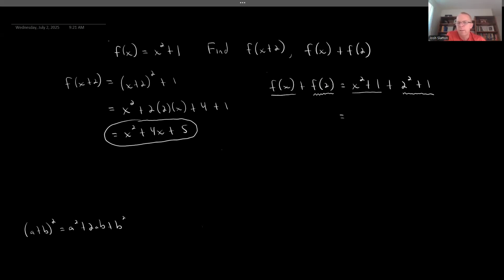And so now just simplify this again. So x squared plus 1 plus 4 plus 1. And of course, that is going to be x squared plus 6.